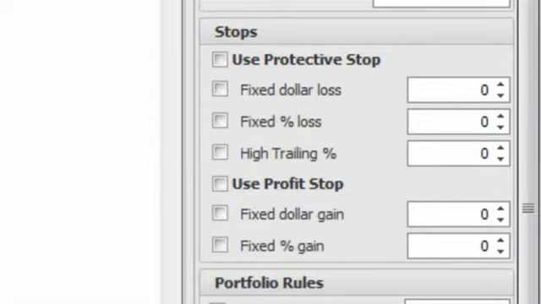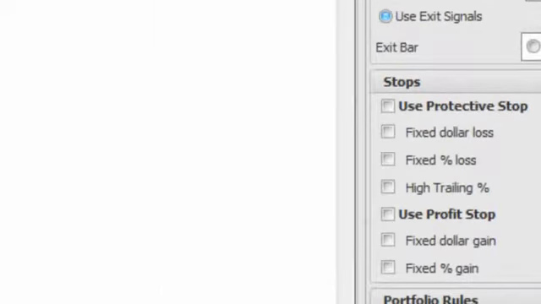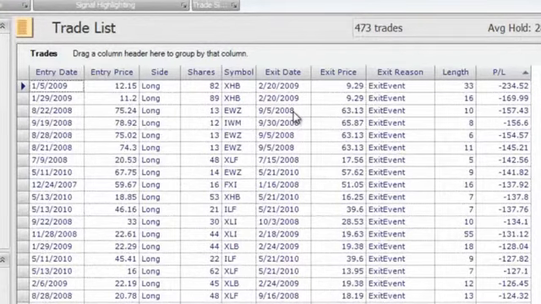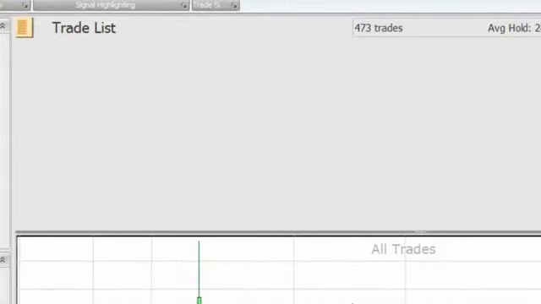Well, we can look at, so we have a list here of all of the trades. These are all the individual trades. And there's various ways of grouping these. So you can group them by symbol or length of trade or exit reason. But you can also get a summary by using this chart here.